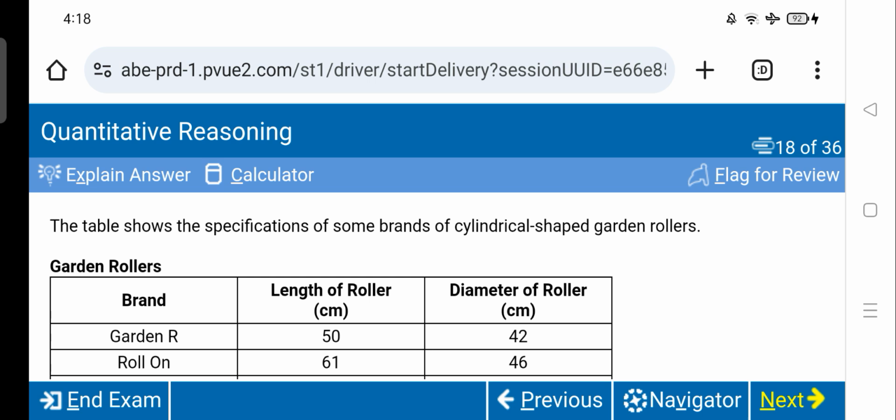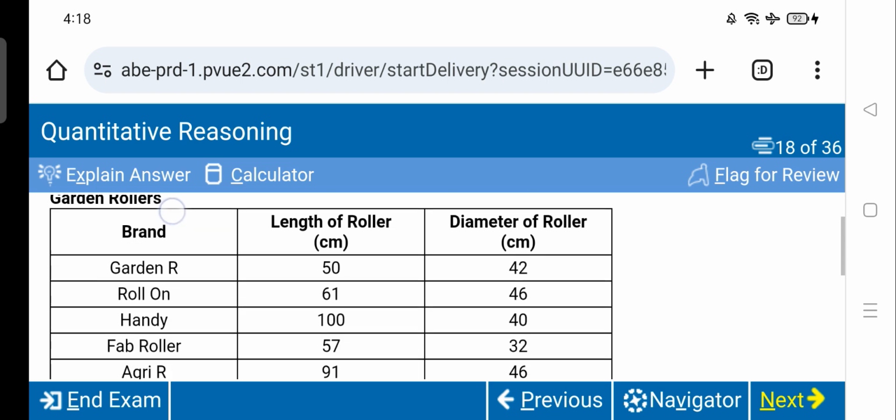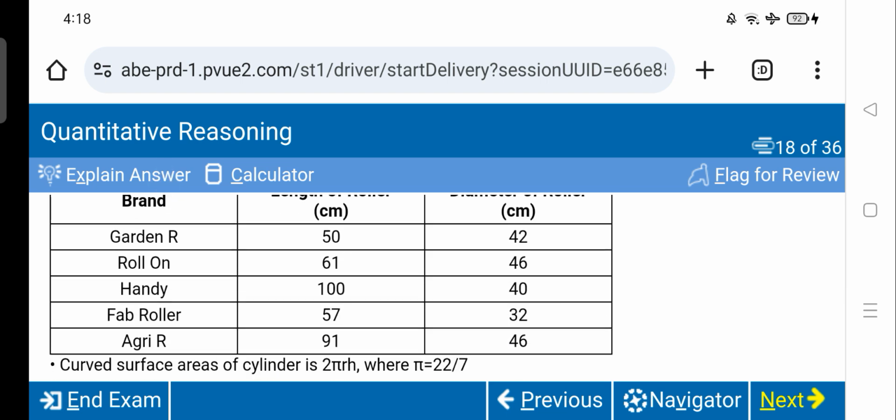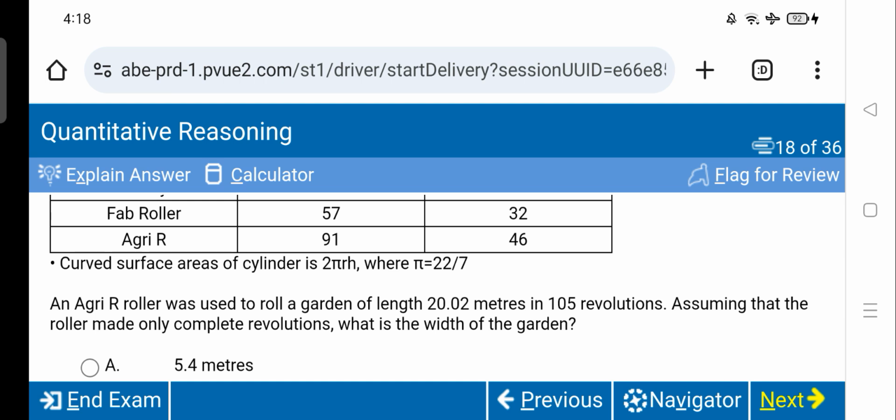Next we have the same statement with the same table, but the question is different. An agri-R roller was used to roll a garden of length 20.02 meters in 105 revolutions. Assuming that the roller made only complete revolutions, what is the width of the garden?